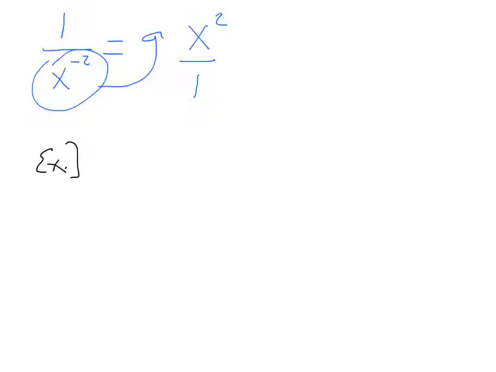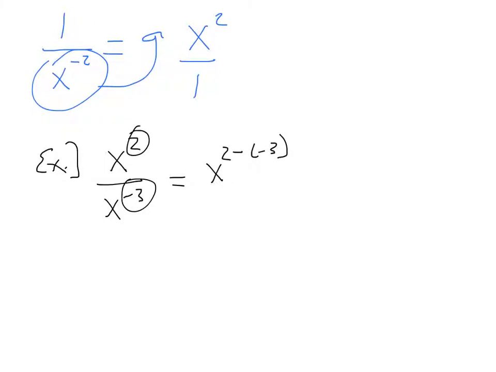So if I had x squared all over x to the negative 3, well, that's the same as x squared minus a negative 3, right? Because we're subtracting these terms. And so that means I'm going to go ahead and subtract the negative, and that's going to be x to the 5th.